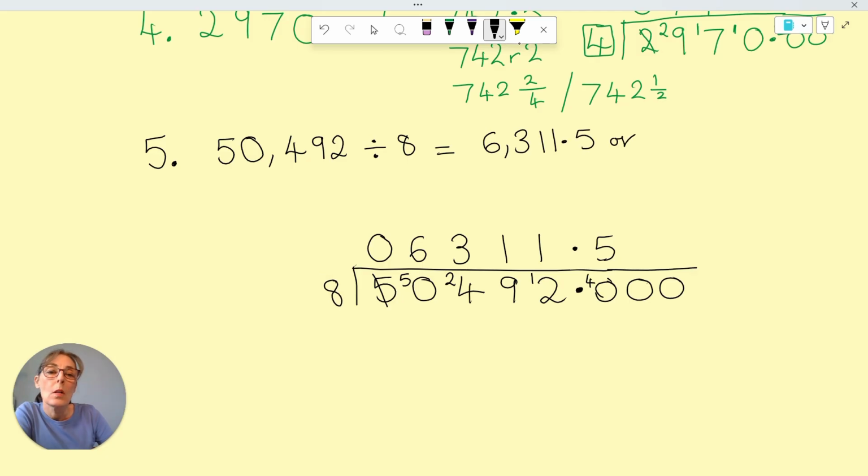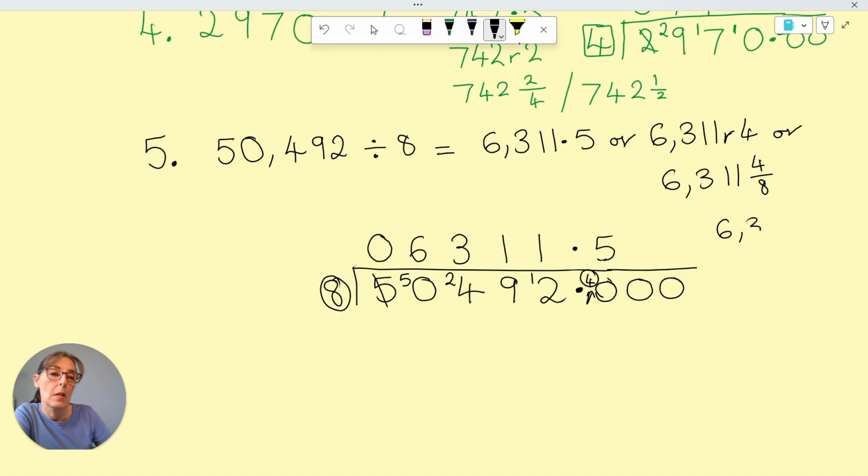6,311.5 or 6,311 remainder 4. That's our remainder. I haven't done that R very well. Or 6,311 and 4, this one, 8ths. 4 is our numerator, 8 is our denominator, and 4 8ths is equal to a half. So it's the same as 6,311 and a half, which is equal to 0.5, and a half is also equal to 4 8ths.